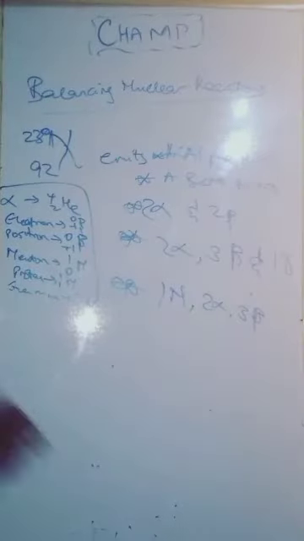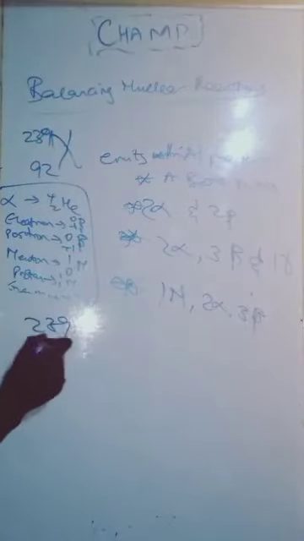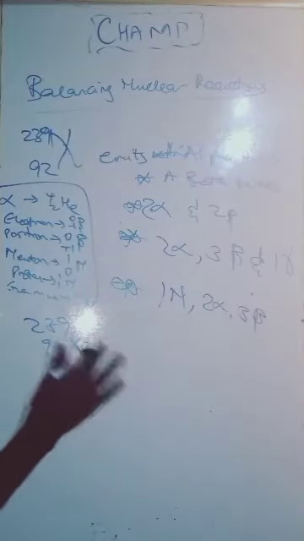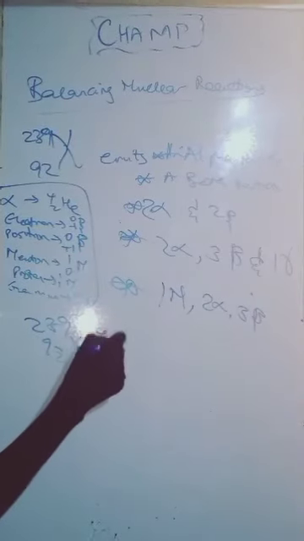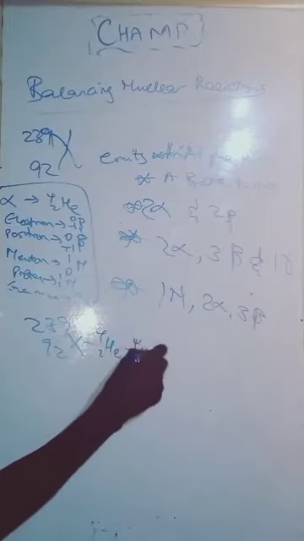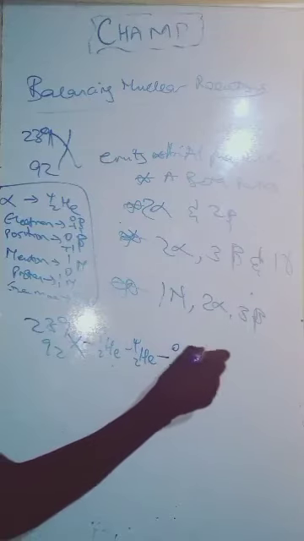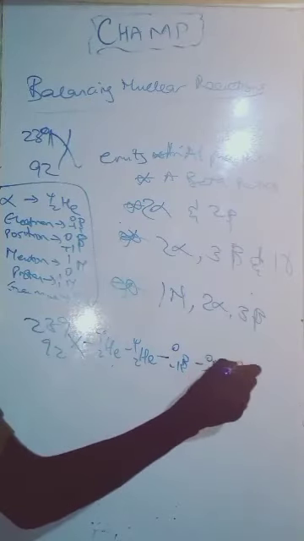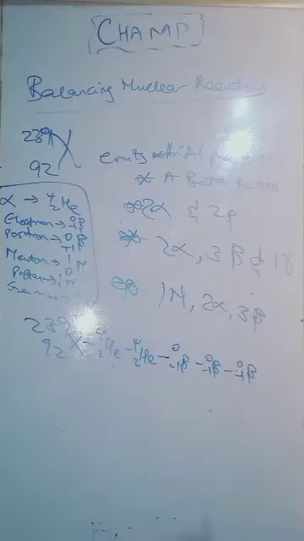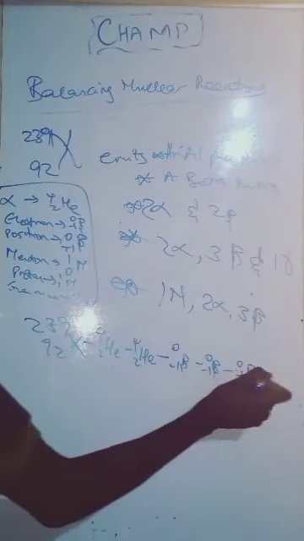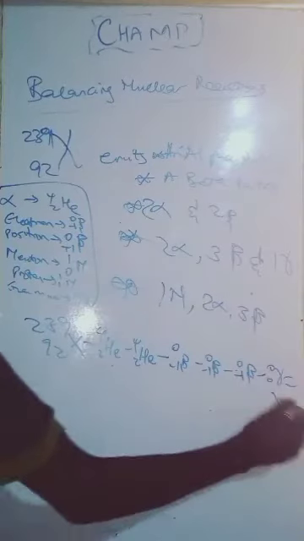So you have, it's losing 2 alpha, 3 beta, and 1 gamma. 239 92 X, giving you what? 2 alpha, 4 2 He. 3 beta, 0 minus 1, 0 minus 1. Remember, I said you can write either beta, or you can put e. And 1 gamma, 0, 0, to give you what? X, A, B.